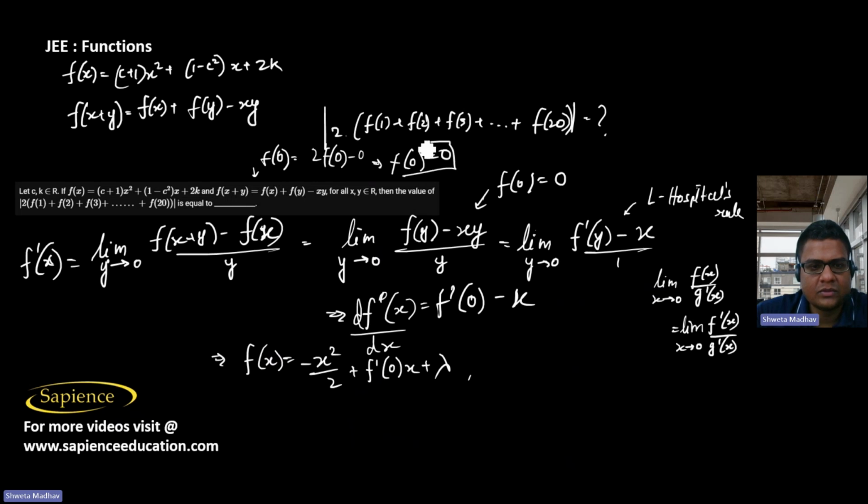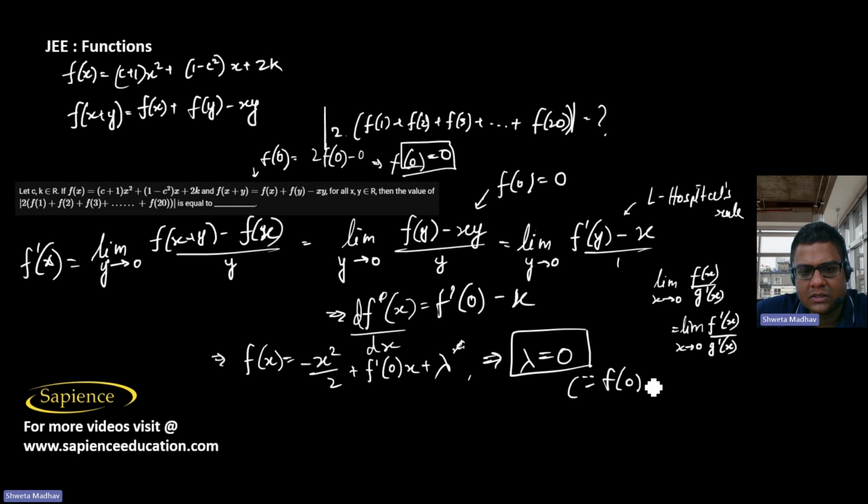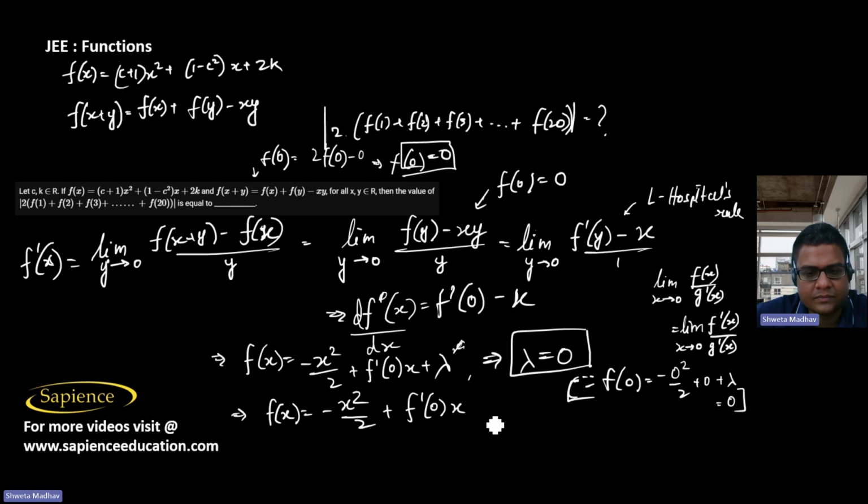f of 0 is 0. So therefore it should not have any constant. Therefore we can say from here that lambda should be equal to 0 only, since f of 0 is equal to minus 0 square by 2 plus 0 plus lambda. So this should be 0, so lambda also should be 0. So therefore the function f of x can be written as minus x square by 2 plus f dash 0 into x.